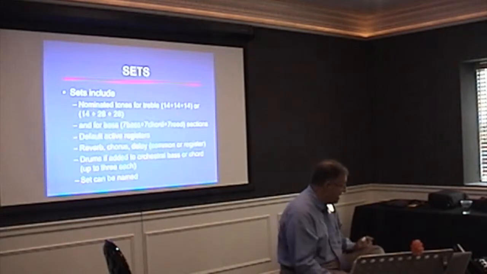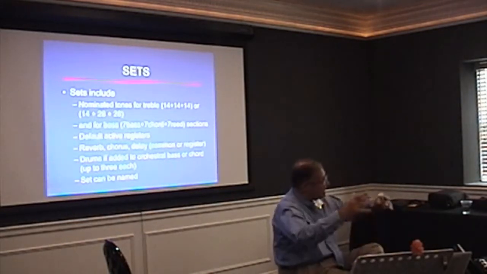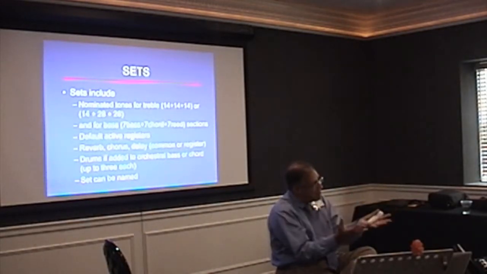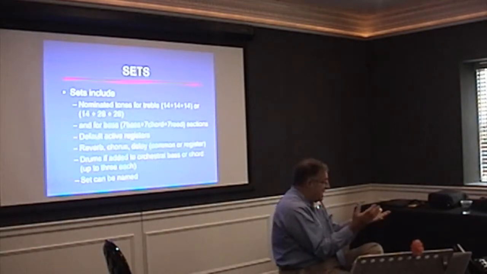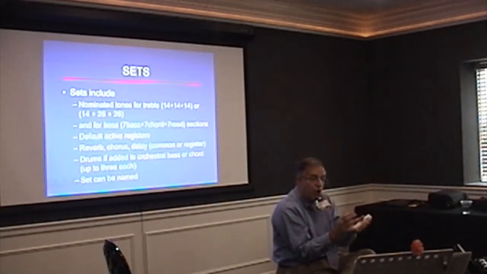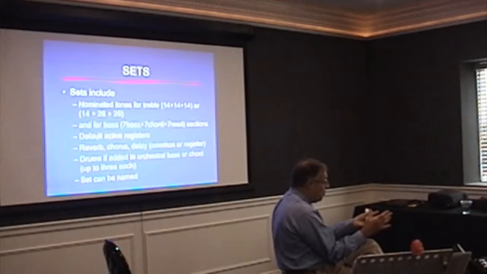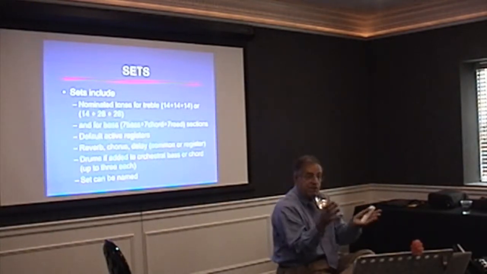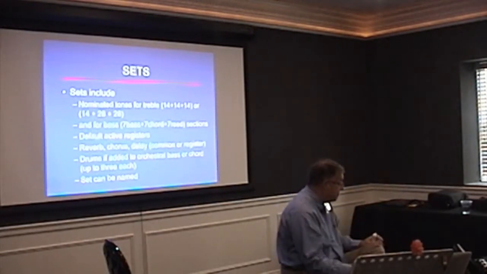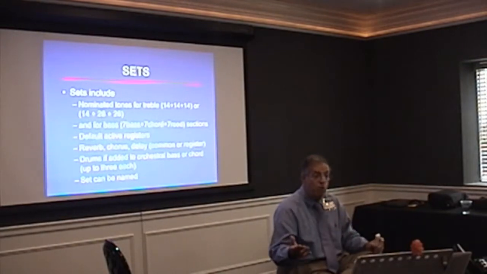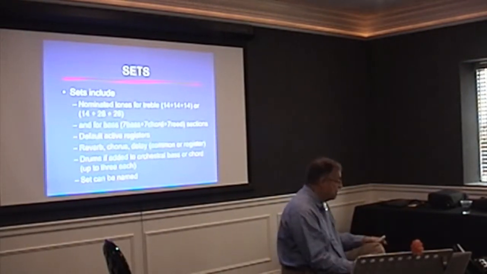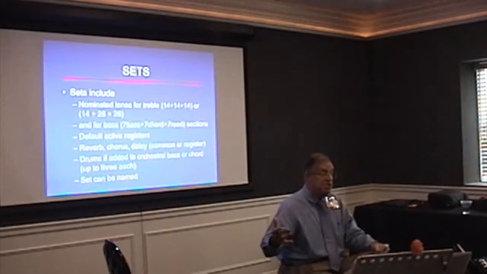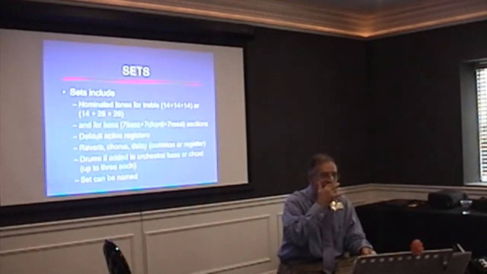And then within the set, there are certain parameters. So you can tell this set that you want reverb, you can tell this set you want chorus, and you can make this per register or common. And then you can add drums, or not add drums as you want within the set. Okay? And then you can name the set, which you should do, otherwise you get confused. So that's briefly what is in a set.